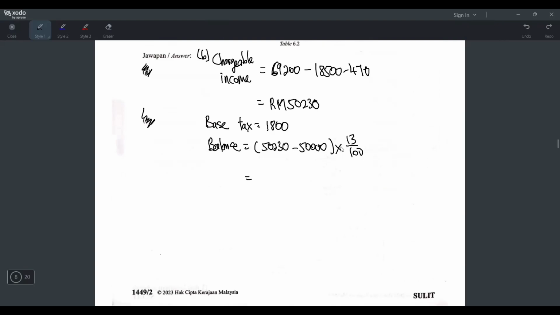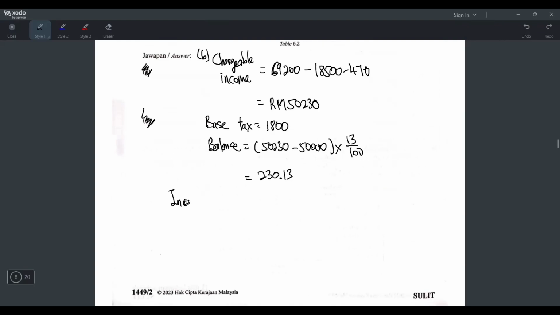Okay, sekarang kita tekan ini lah. So when you tekan all this, what do you get? Let me press. Minus 50k and then times 0.13. Okay, I got 230.13. But it's not the answer, of course. This is just the balance tax. So now I have to calculate the income tax, right?